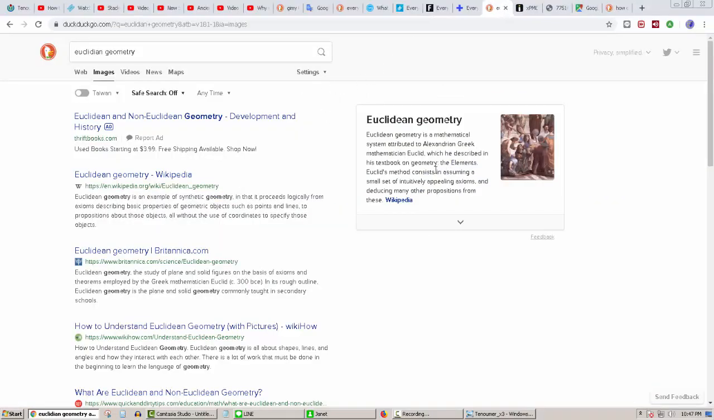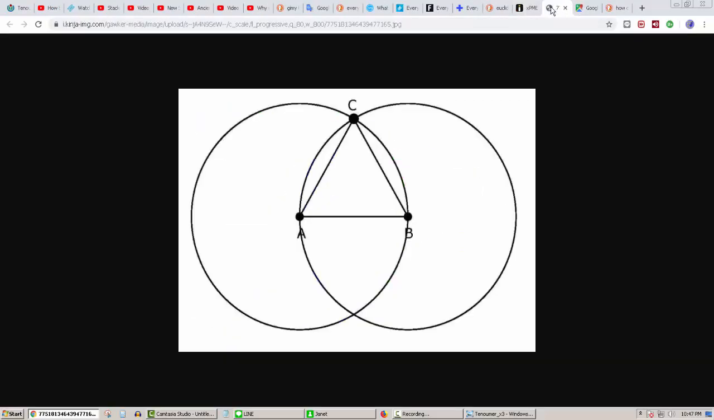I was looking at Euclidean geometry, kind of trying to figure that one out. I found a bunch of pictures. That seems to be the most popular one to explain it.